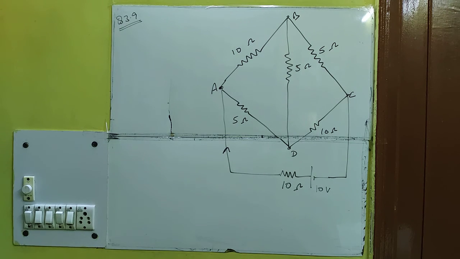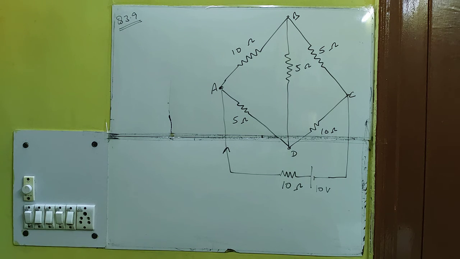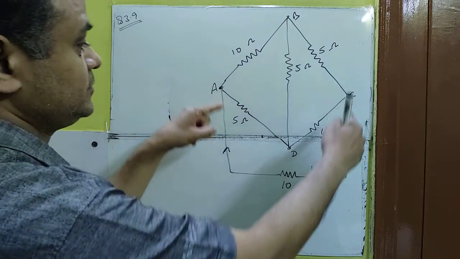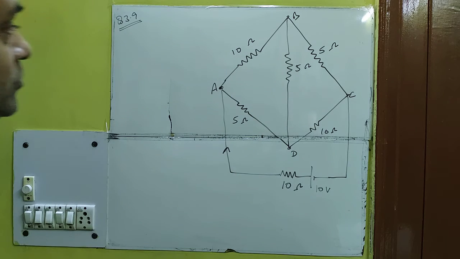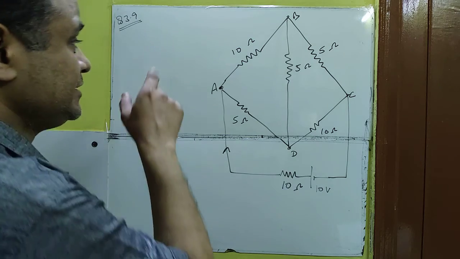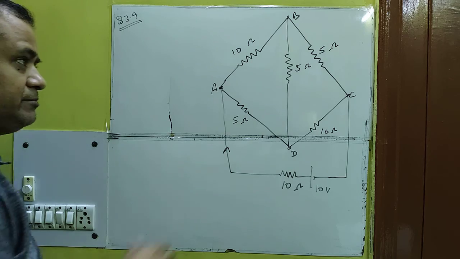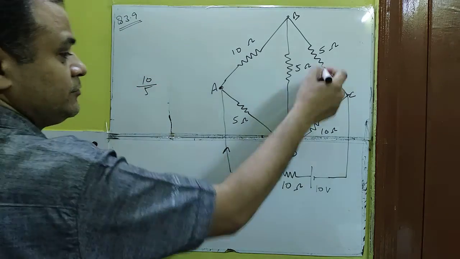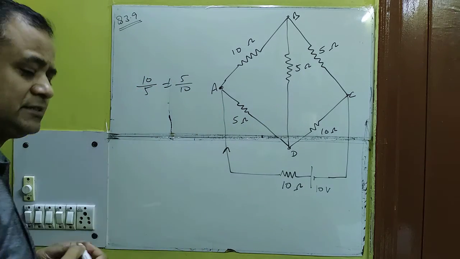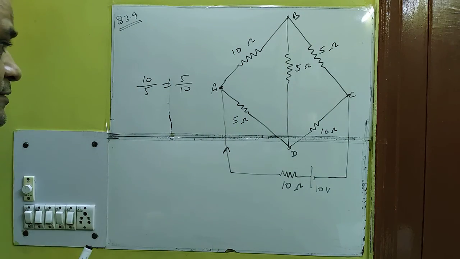Hello students, now we are going to discuss question number 3.9 of the NCERT book. This is an electrical network of 6 resistances, and it looks like a Wheatstone bridge. But if you look rigorously, you observe that it is not a balanced Wheatstone bridge, because in a balanced Wheatstone bridge the ratio should be the same, but here it is 10/5 and here 5/10. So it is not a balanced Wheatstone bridge. And the question is, find out the current in the whole circuit.